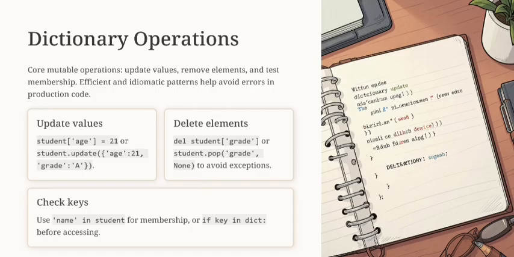Okay, so for checking dictionary membership, we use in to check whether a key exists. For example, name in student, output will be true because name is present, so that's the reason.